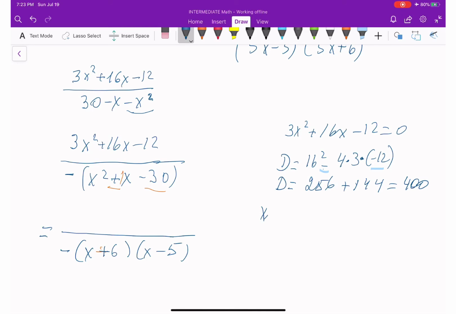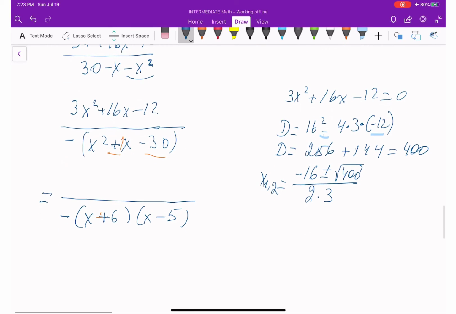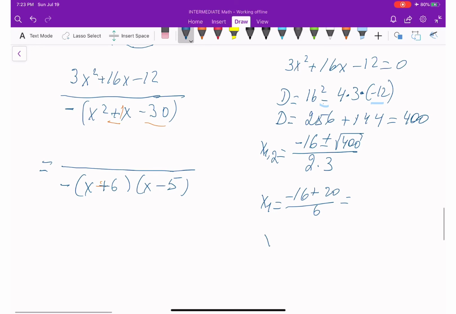So x1,2 from here is equal to negative b. b is 16, that means negative 16, plus or minus the square root of the discriminant, which is 400, over 2a, 2 times 3. So x1 is equal to negative 16 plus 20 over 6. x2 is equal to negative 16 minus 20 over 6. So here we get 4 over 6 or 2 over 3. Here we get negative 36 over 6 or negative 6.